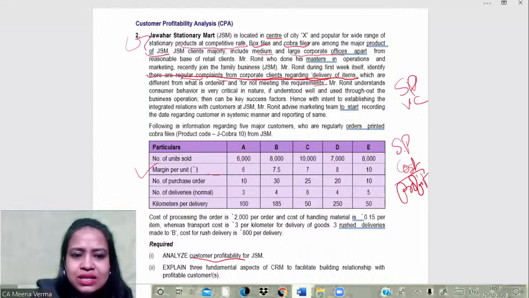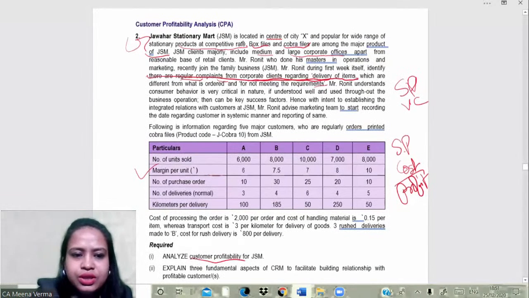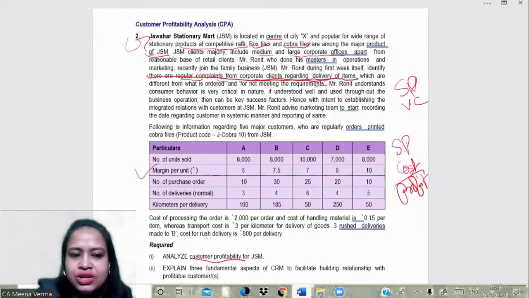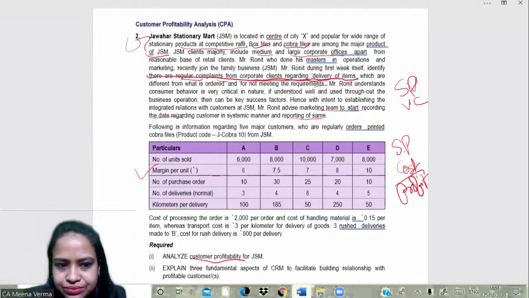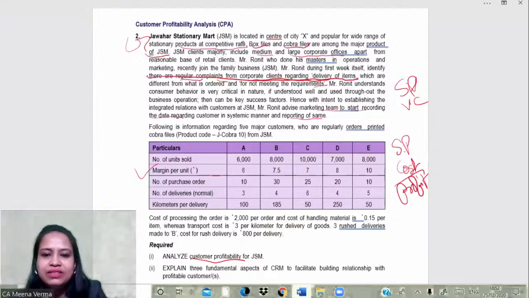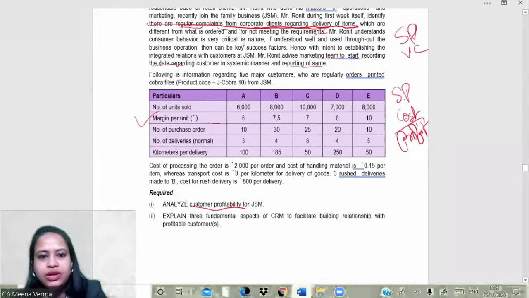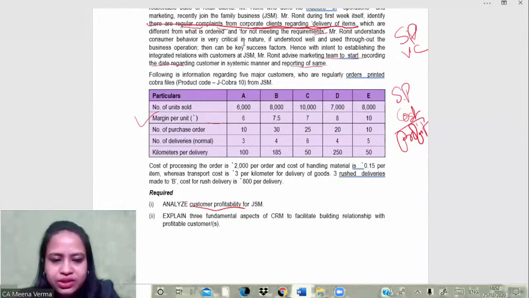Mr. Ronit understands that consumer behavior is very critical in nature. He understood it well and used it throughout the business operation, as it can be a key success factor. Hence, with the intent to establish an integrated relationship with customers, Mr. Ronit advised the marketing team to start recording the data regarding customers in a systematic manner and reporting the same. So first, maintain the customer data, their complaints, everything. Record systematically the date at which the customer is complaining and report it. Okay, so this is what they are doing.